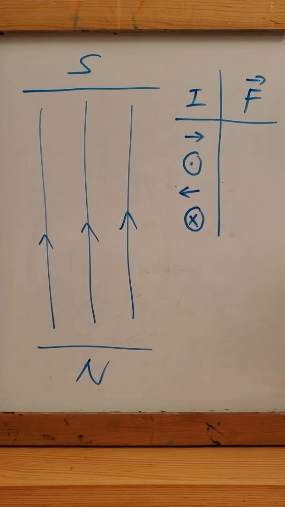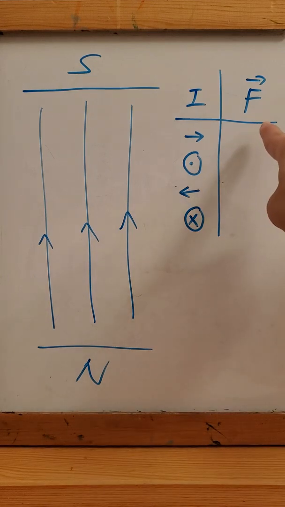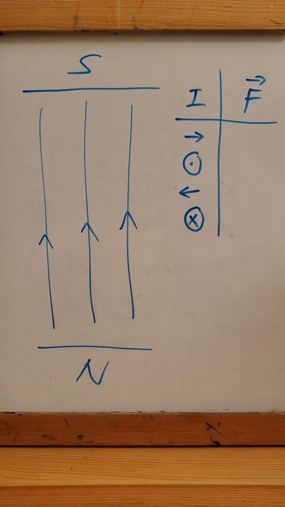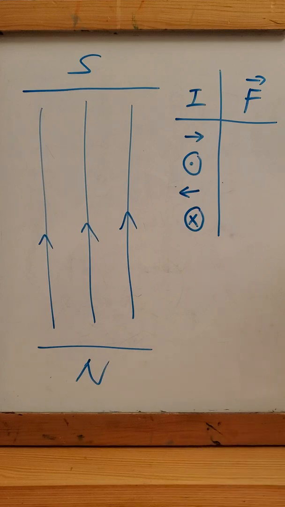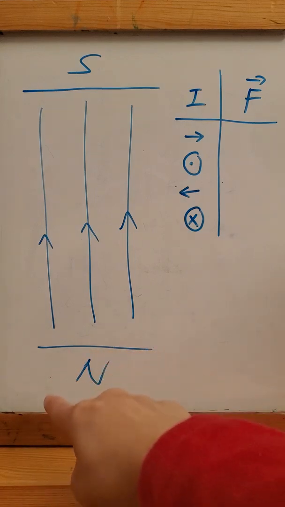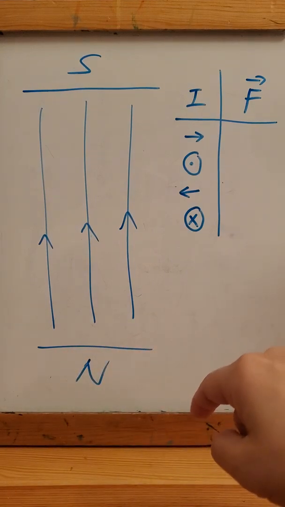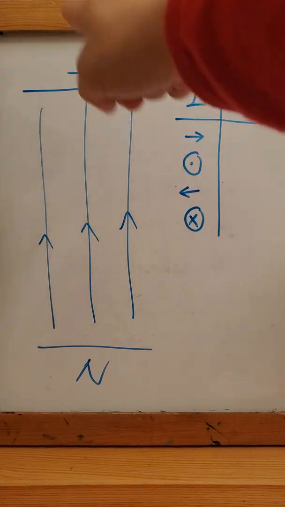Hello, let's learn about how to use the right-hand rule to figure out the force on a current carrying conductor. Here, I have a magnetic field set up by two separate magnets. At the bottom is the north pole of one magnet. At the top is the south pole of the other magnet.